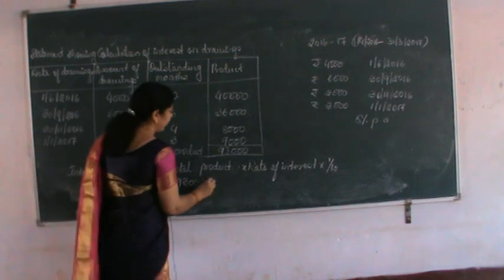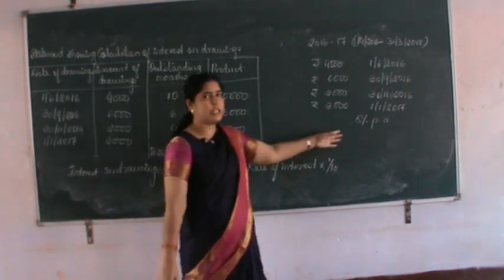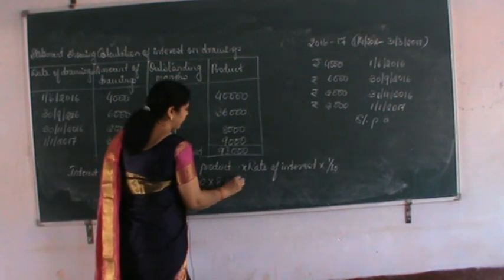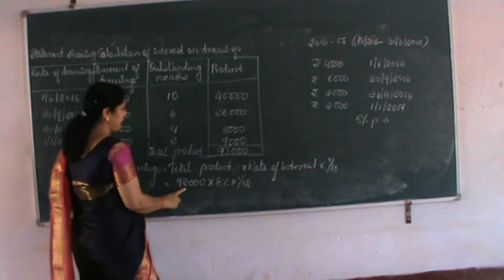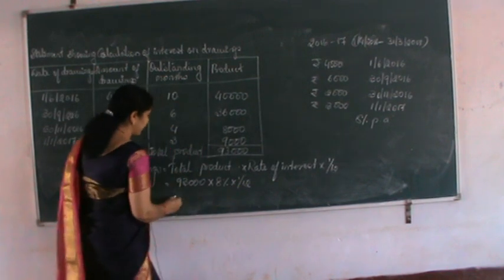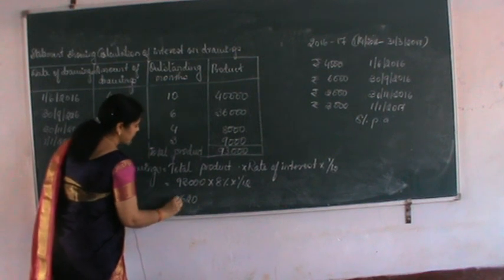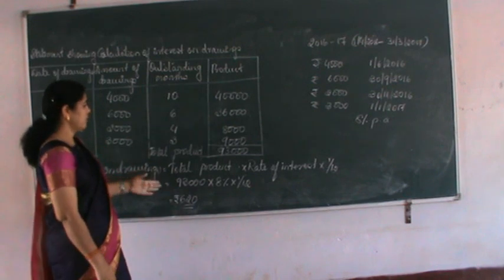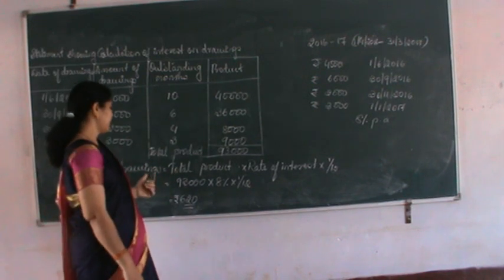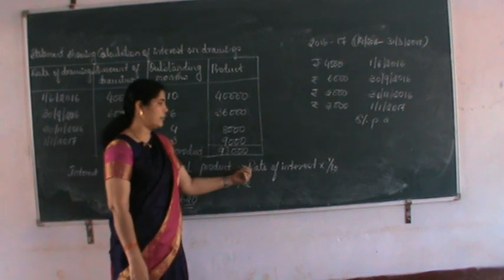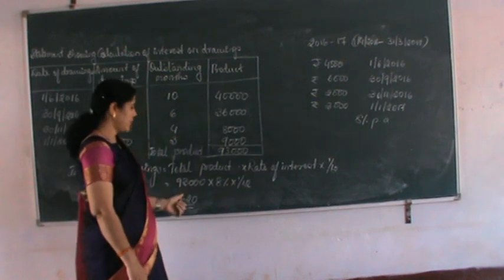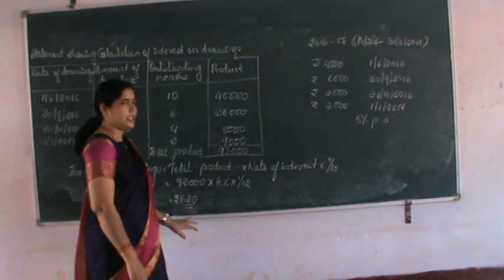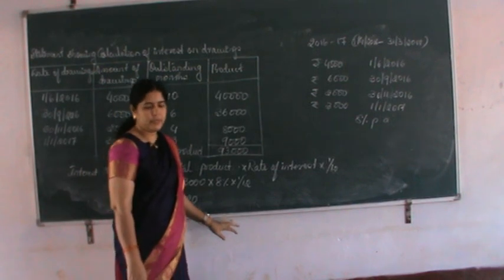93,000 into rate of interest. Rate of interest we are given as 8% per annum. So it is 8% into 1 by 12. So 93,000 into 8% into 1 by 12, it will be rupees 620. Okay. So the interest on drawings is total product into rate of interest into 1 by 12. When we substitute the values, the interest on drawings will be 620 rupees.